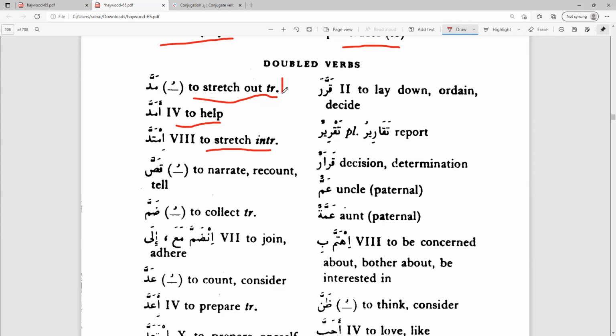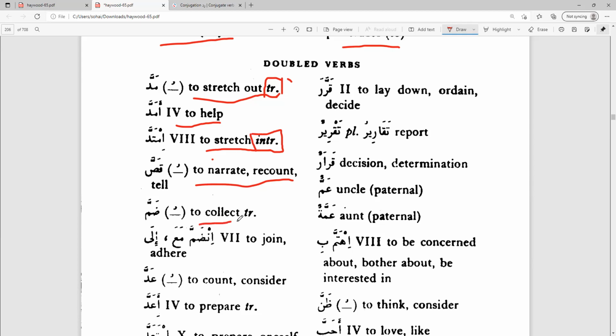So tr means transitive. Anybody remember what transitive means? It doesn't need an object to carry out the action. No, the opposite. Transitive means it needs an object. Sorry, I said the intransitive opposite. Intransitive means no object. So here it's going to be something like madda Zaydun. I don't know why Zayd stretched something. Madda Zaydun shay'an, right? And when you do this, it's going to be imtadda shay'un, a thing was stretched. I can't think of an example of what thing it can be, but I think you understand what I mean. Qassa yaqussu means to narrate, recount, tell.